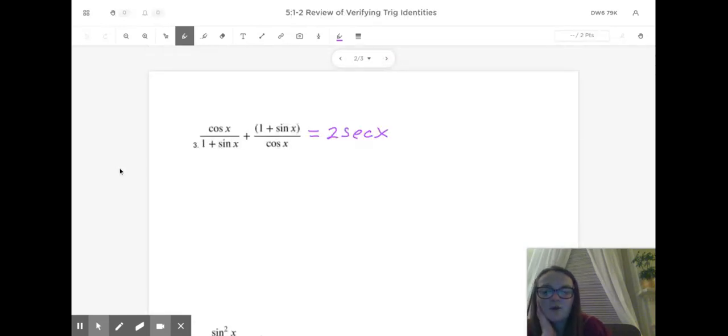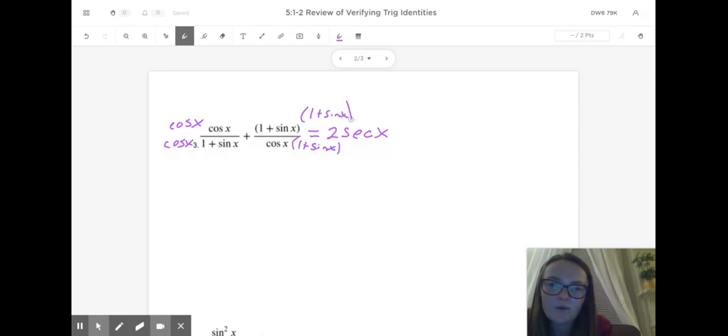Okay, cosine x over 1 plus sine x plus 1 plus sine x over cosine x. Can I prove it's 2 secant x? Whenever I see two things added together like this, two fractions, I'm probably going to focus on trying to get a common denominator. I'm going to multiply the first by the denominator of the second, multiply the second by the denominator of the first.